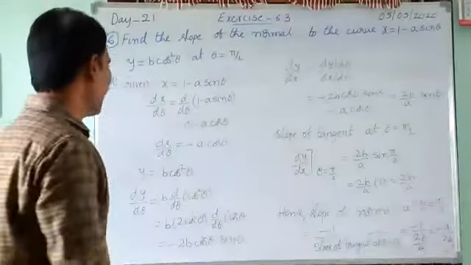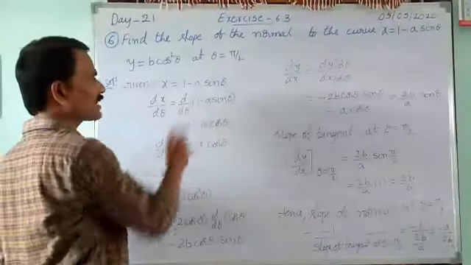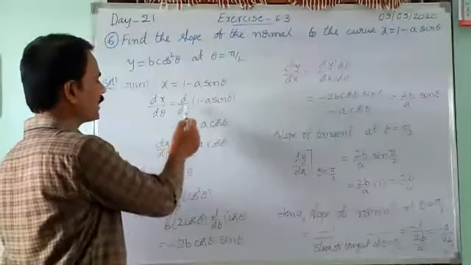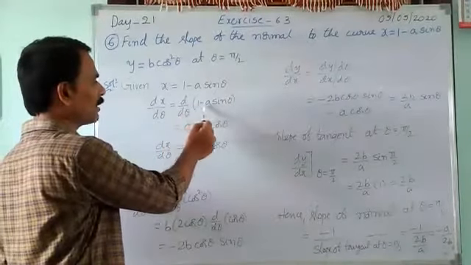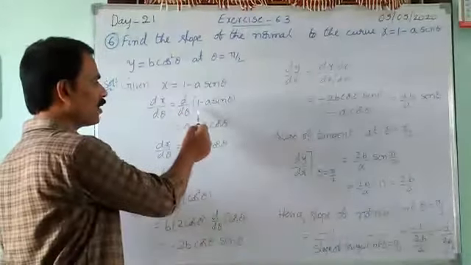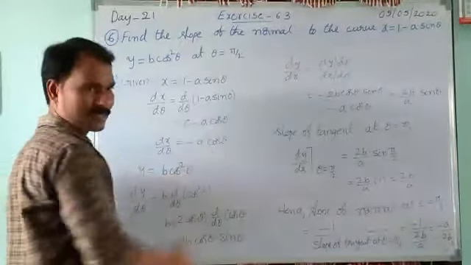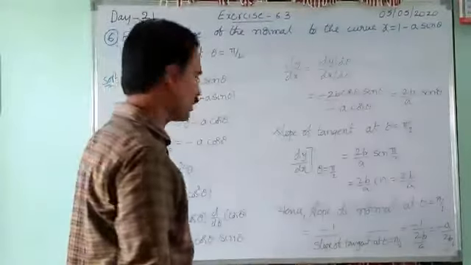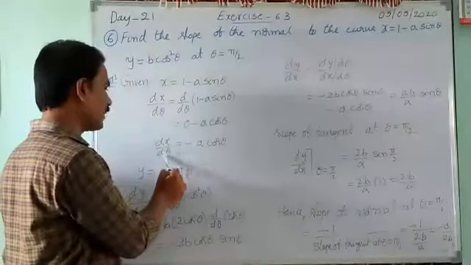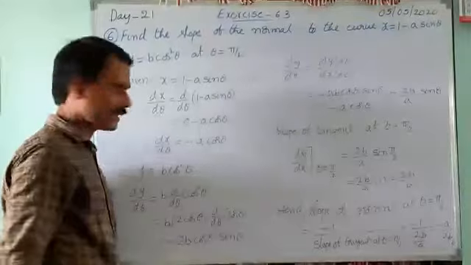Take x. x is equal to 1 minus a sin theta. dx by d theta equal to d by d theta of 1 minus a sin theta. 1 is a constant, and the derivative of a constant is 0. a into sin theta, derivative of sin theta is cos theta. So finally dx by d theta equals minus a cos theta.